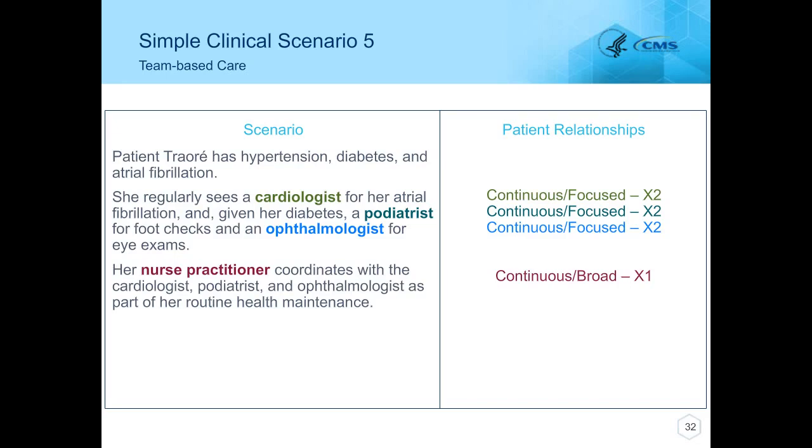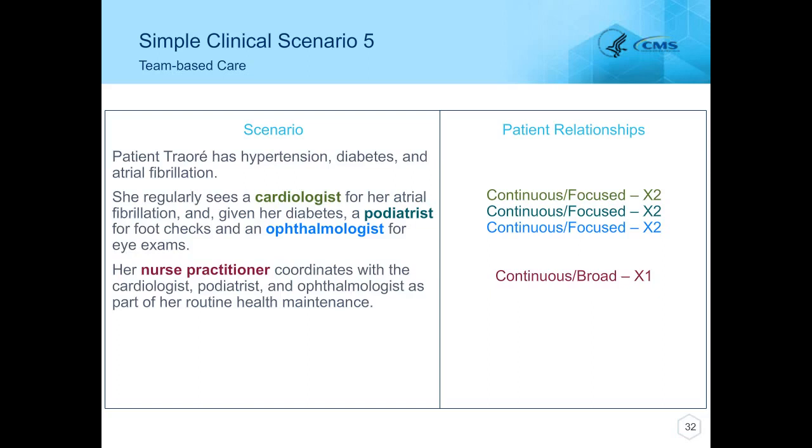So we have highlighted first the cardiologist in green, and the cardiologist is managing the atrial fibrillation over a long period of time. As we know, it's a condition that doesn't go away, so we have a continuous, focused relationship, which is X2 for that cardiologist. The podiatrist as well is doing foot checks over a long period of time, given the patient's diabetes. So this is also a continuous but focused type of relationship, as also illustrated by X2. The ophthalmologist as well, in light blue, has a continuous focused relationship, focusing on the eye exams over this patient's lifespan.